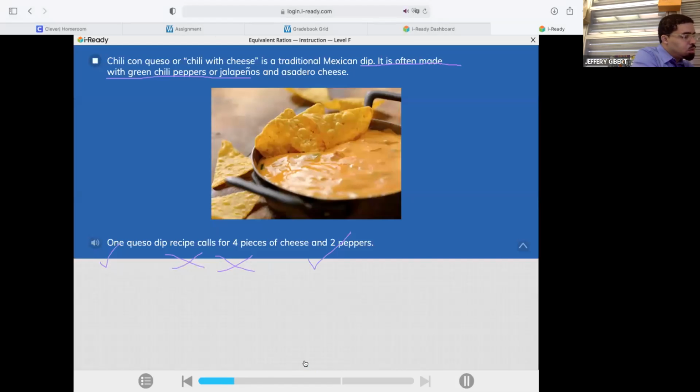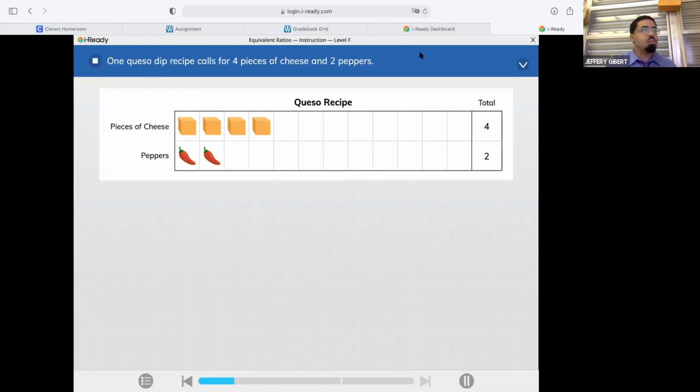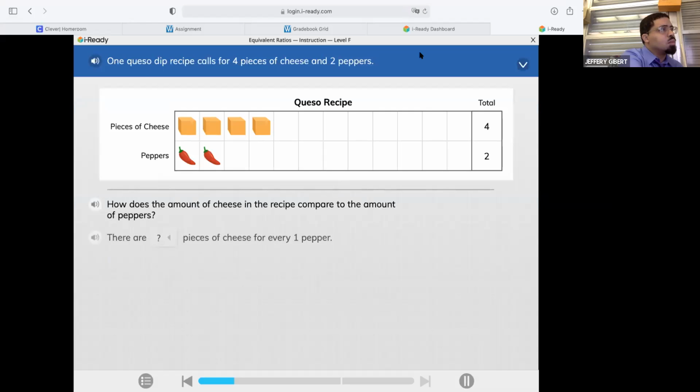Chili con queso, or chili with cheese, is a traditional Mexican dip. It is often made with green chili peppers or jalapenos and asadero cheese. One queso dip recipe calls for 4 pieces of cheese and 2 peppers. How does the amount of cheese in the recipe compare to the amount of peppers?